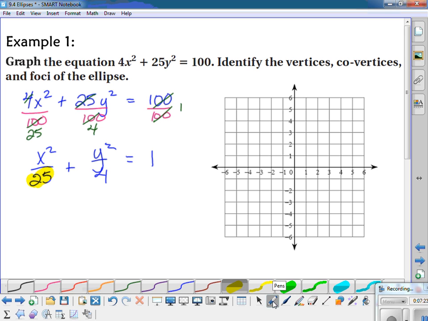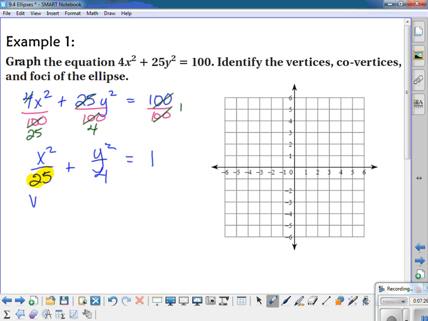So, the square root of 25 is 5, and the square root of 4 is 2. So my vertices are going to be at plus or minus 5 on the x-axis, and my co-vertices are going to be at plus or minus 2 on the y-axis. And then just do the best you can to draw something that looks kind of like an ellipse. So now all that's left for me to do is find out where my foci are.